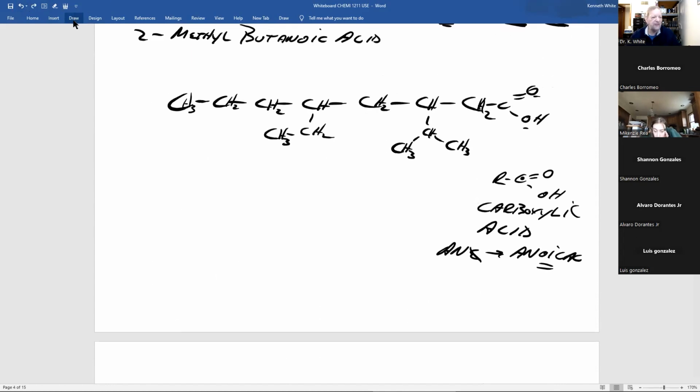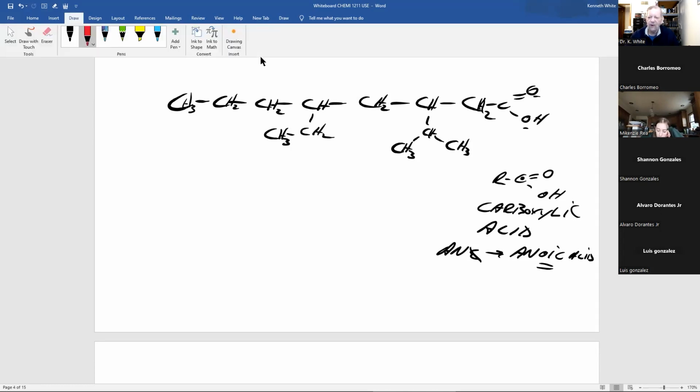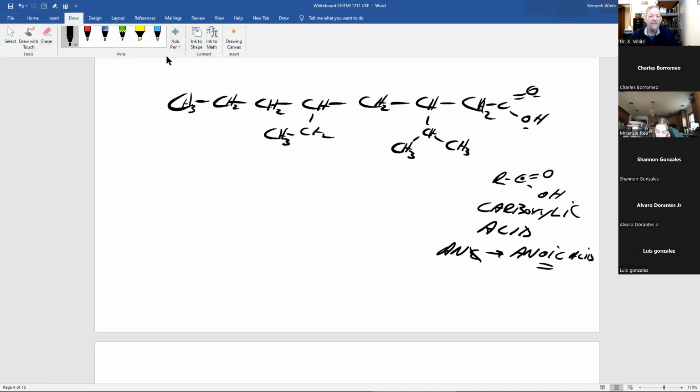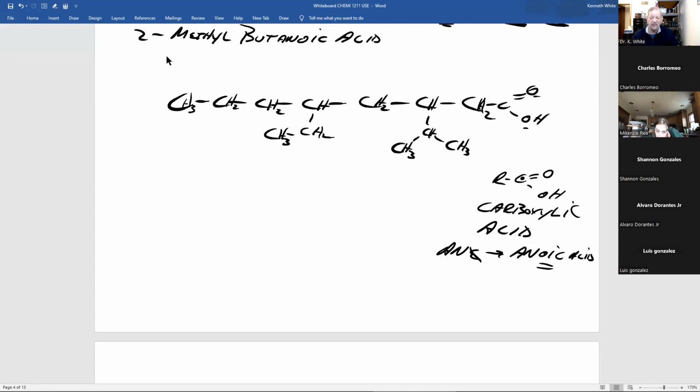Remember, the carbonyl carbon is always number one. So if we look up here at the structure, 1, 2, 3, 4, 5. That's one chain. 1, 2, 3, 4, 5, 6, 7. And 1, 2, 3, 4, 5, 6, 7, 8. So the longest chain is 8. Are you seeing red dots before you? Let me get rid of those. All right, so the longest chain is 8. Octane.